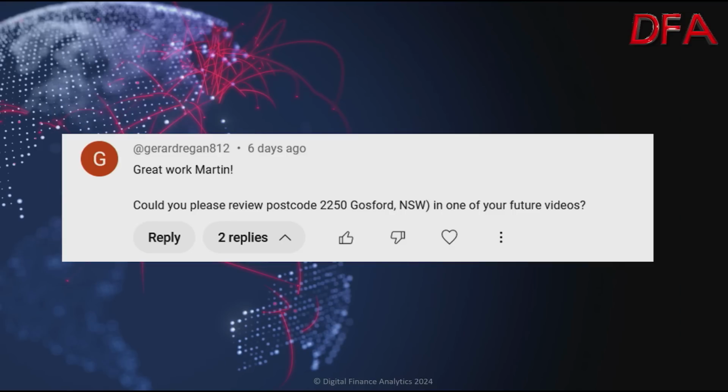So with that out of the way, let me now start and go through those specific requests from individual followers for a specific postcode. And what we'll do in each case is look at the specific post and then look at the extract from my model down at the postcode level. So here's the first one from Gerard Reagan, 812. Great work, Martin. Could you please review postcode 2250, which is Gosford in New South Wales?